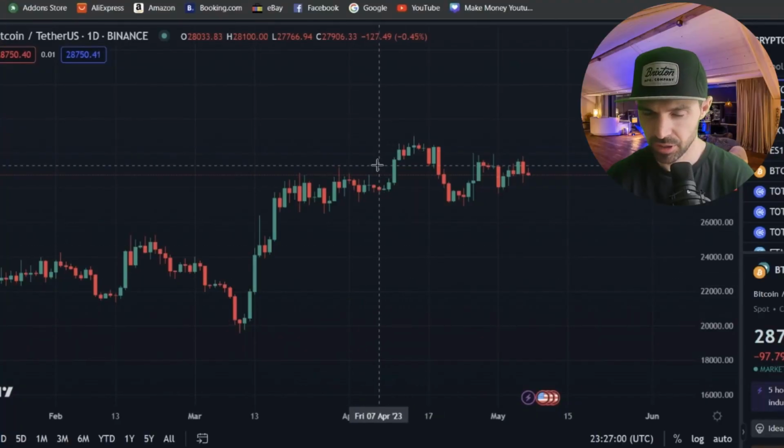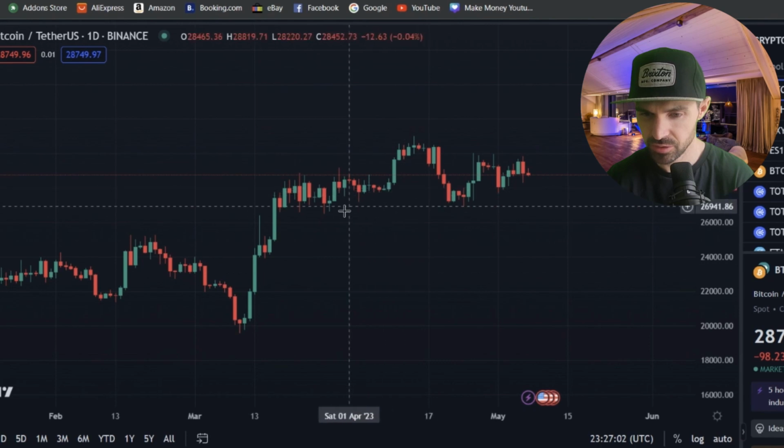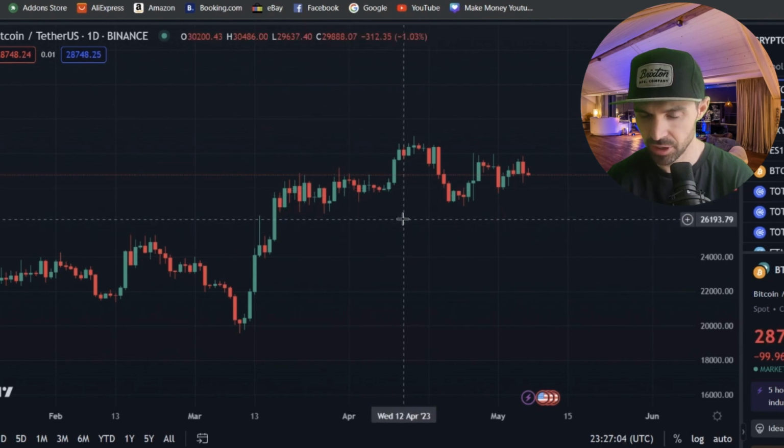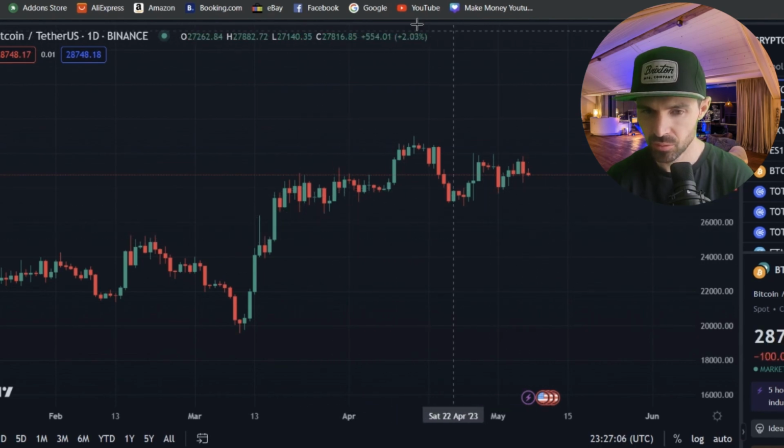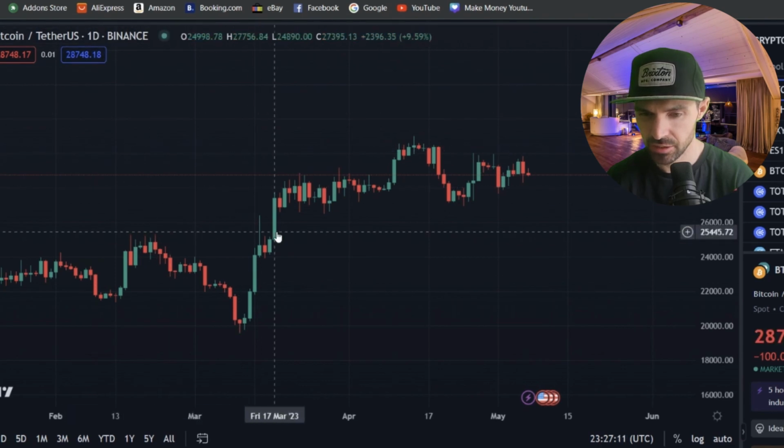Okay, let's dive in. So we have the Binance chart opened here, and you see I've got my red and green candles. We're in the daily time frame, so each candle is a representation of the price action within 24 hours.